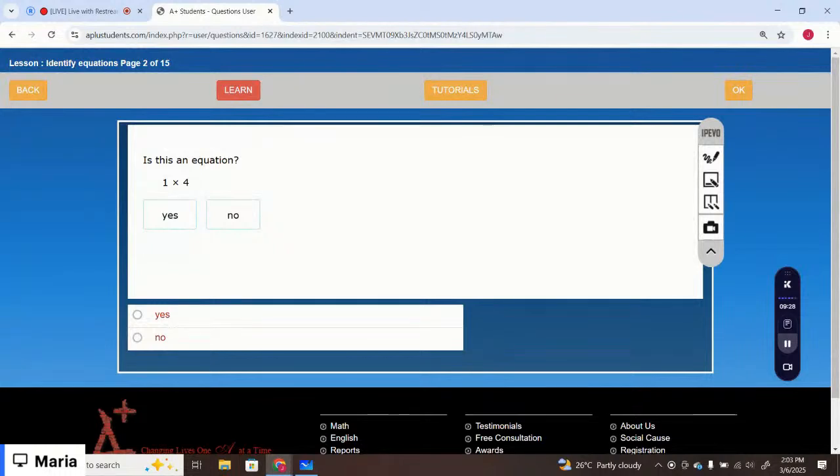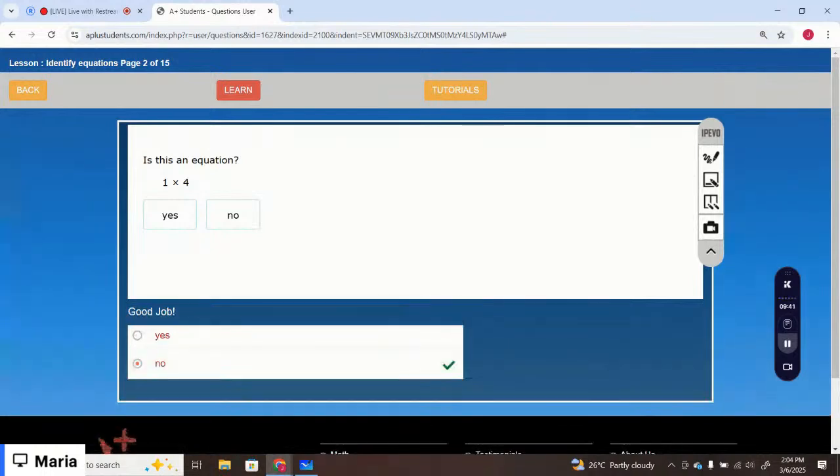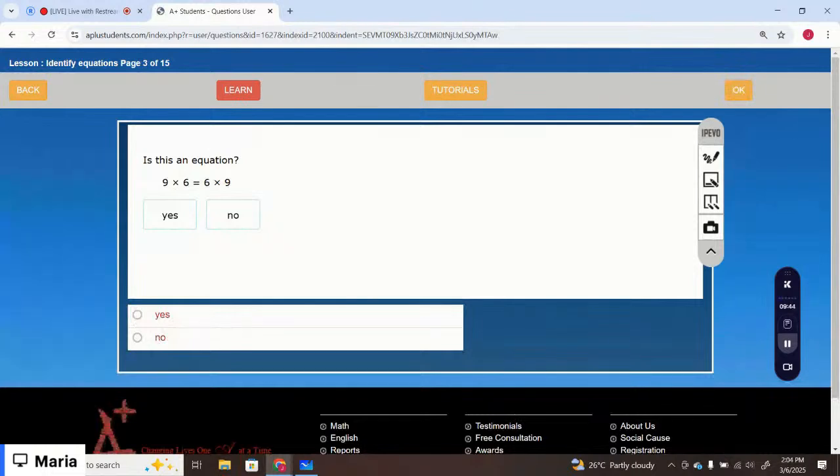Is this an equation? 1 times 4. Which is the correct option? 1 times 4 is not an equation. The correct option is no. Is this an equation? 9 times 6 equals 6 times 9. Yes, that is an equation. Option number 1 is the correct option.